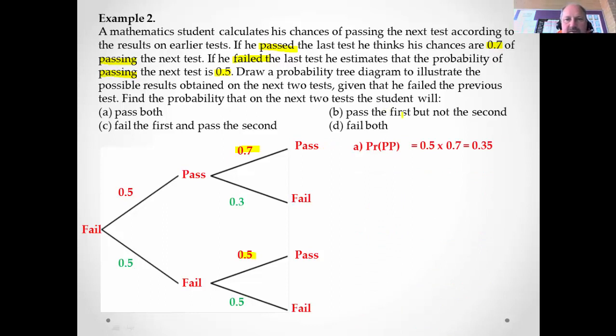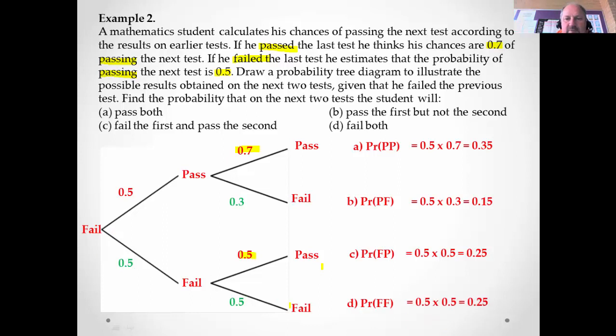Second question, pass the first but not the second, so that's this pathway. Third one says fail the first, pass the second, so that's that pathway. Fail then pass, 0.25. And fail both is the bottom pathway, 0.5 times 0.5.